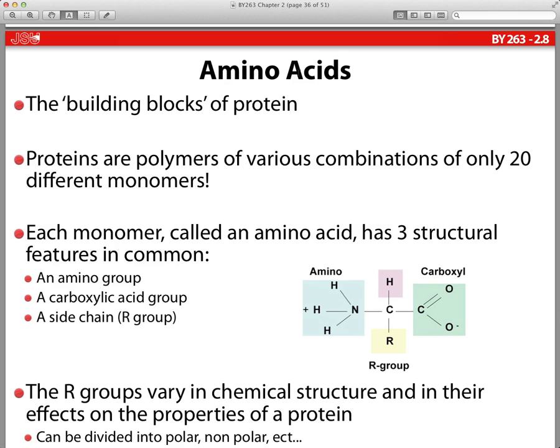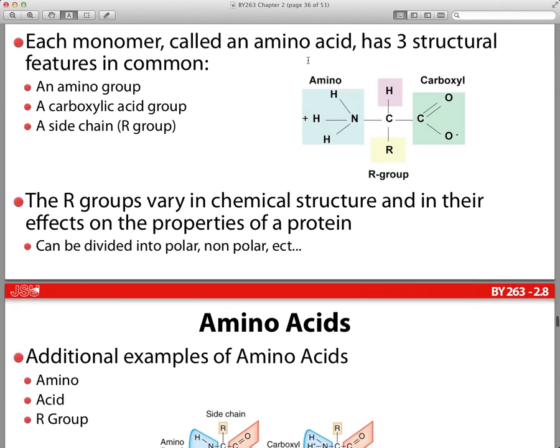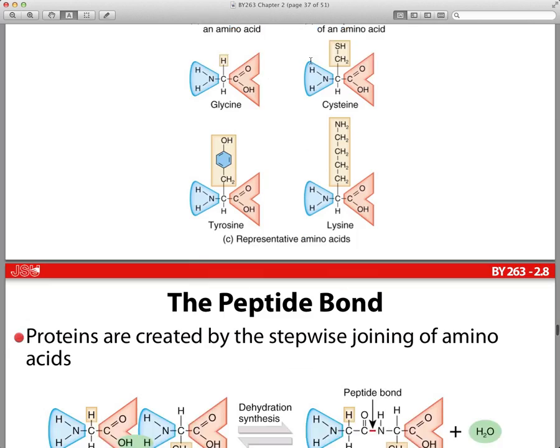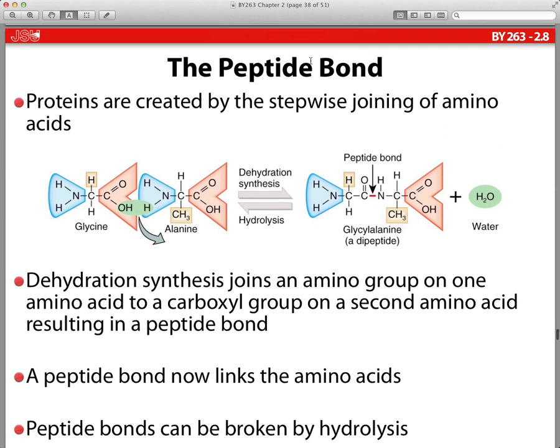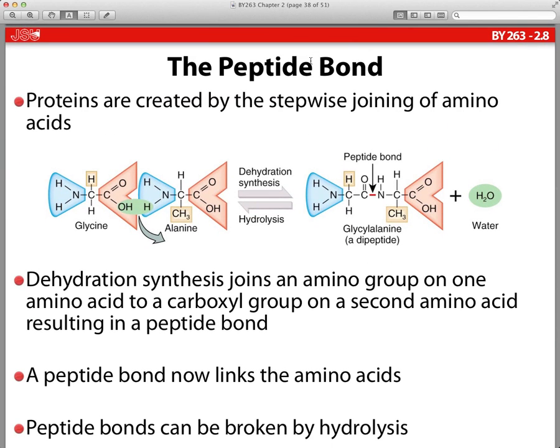Proteins, have an idea of what a protein is. It's just a polymer of amino acids. Have an idea of the structure of an amino acid. We've got an amino group, that alpha carbon, a carboxylic acid group, and an R group, which gives it variability. Peptides are connected with a peptide bond. Know the peptide bond.